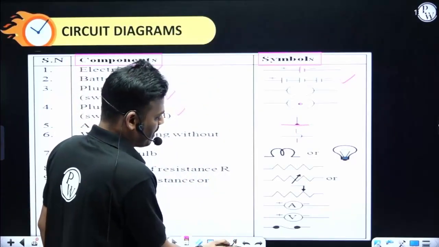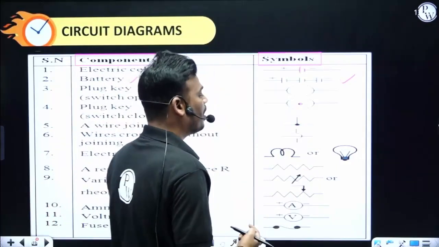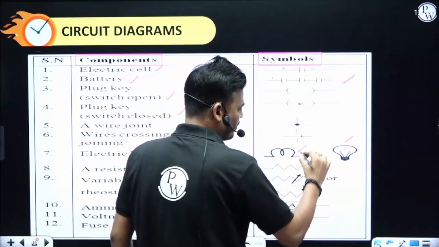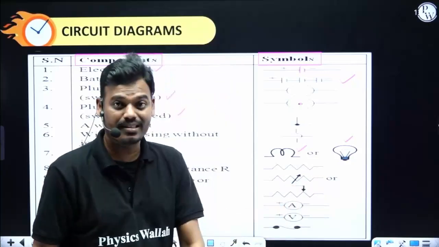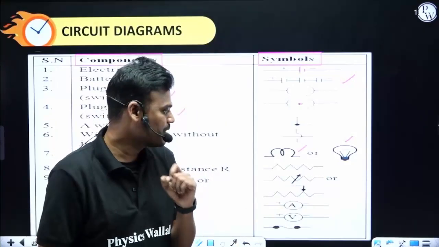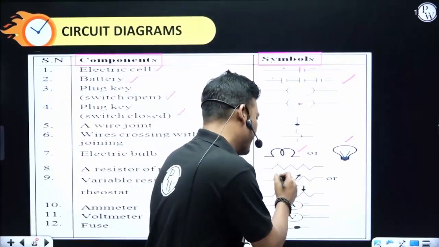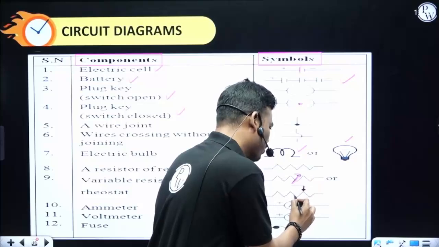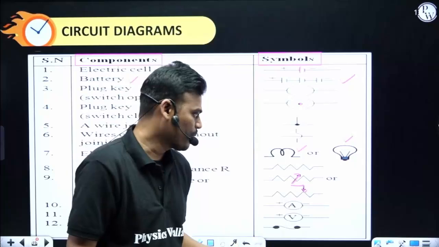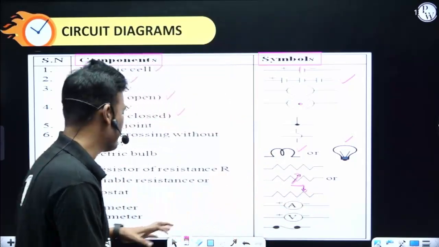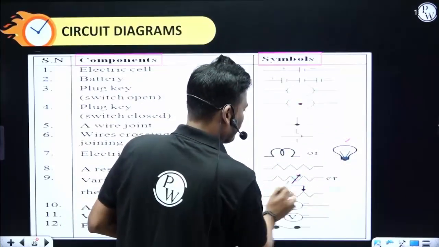The next one is the bulb. In the circuit you can show this or else this, both are right. And this zigzag path indicates a resistor. The component name is resistor, and the property is resistance, which we'll see later. The same zigzag path with an arrow indicates a variable resistor or rheostat. This point is very, very important for your exam point of view.